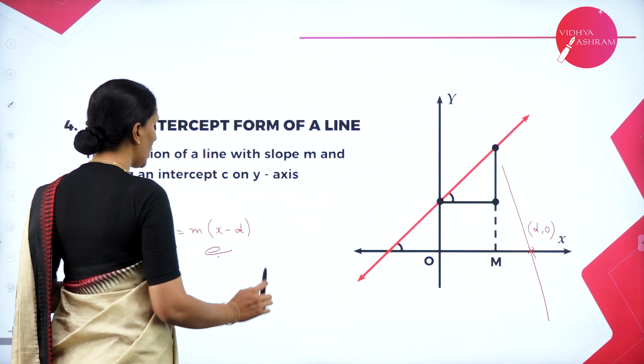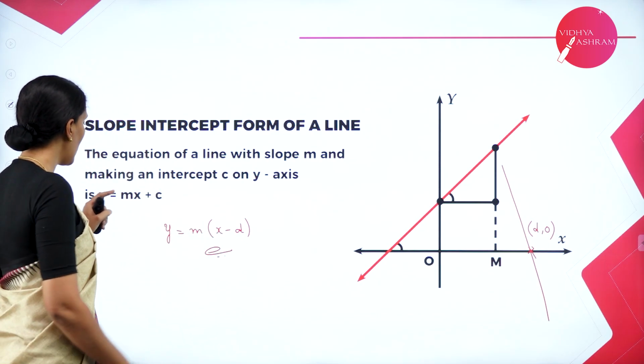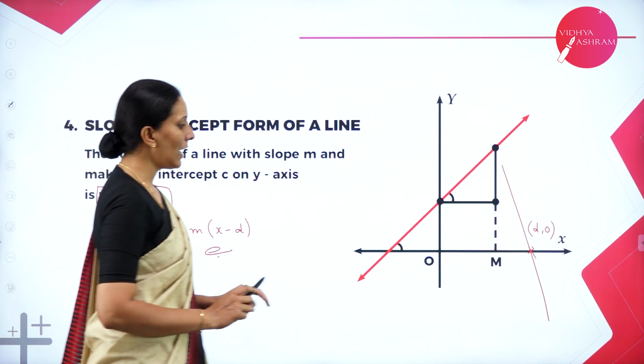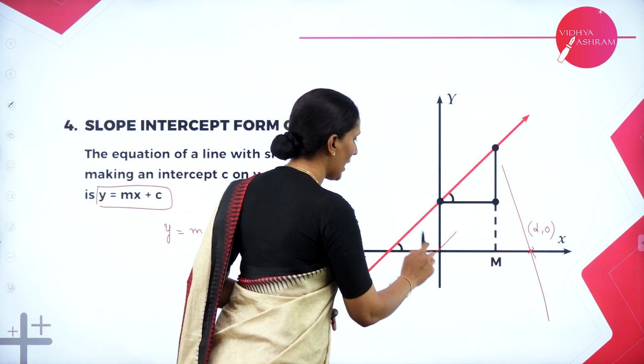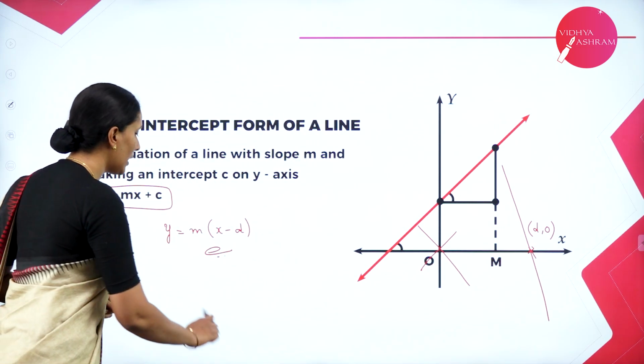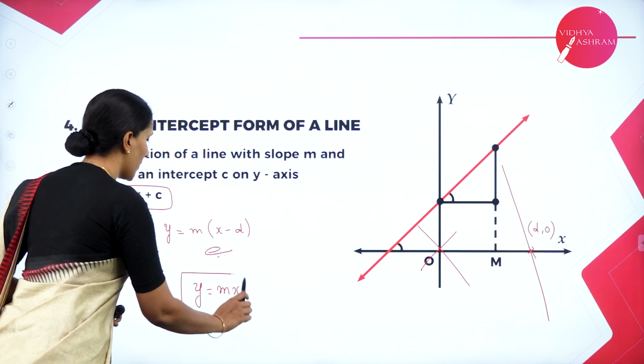So this is the equation of the line when the x-intercept is given, and this is the equation of the line when the y-intercept is given. For any line which is passing through the origin, but the thing is, it always should pass through the origin, the equation of the line is y = mx.